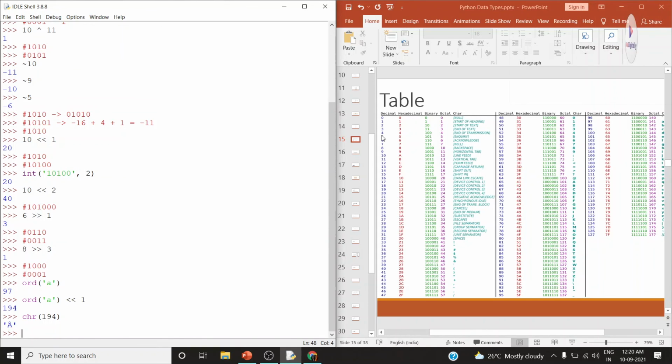In the upcoming videos, we are going into data types. We will check what integer data types, string data types, and everything are.